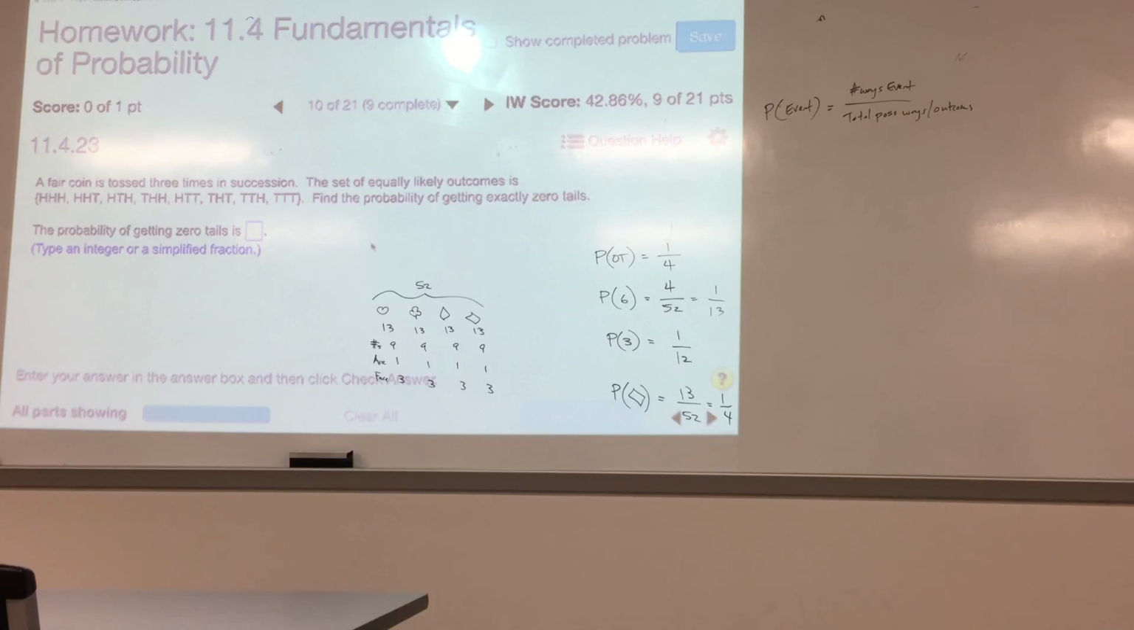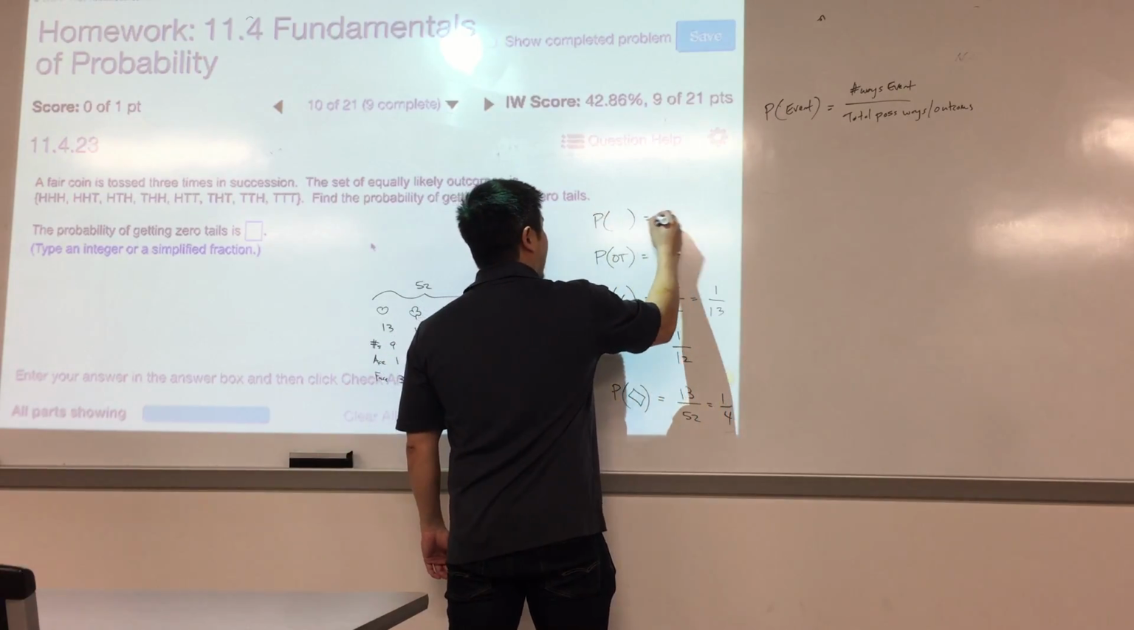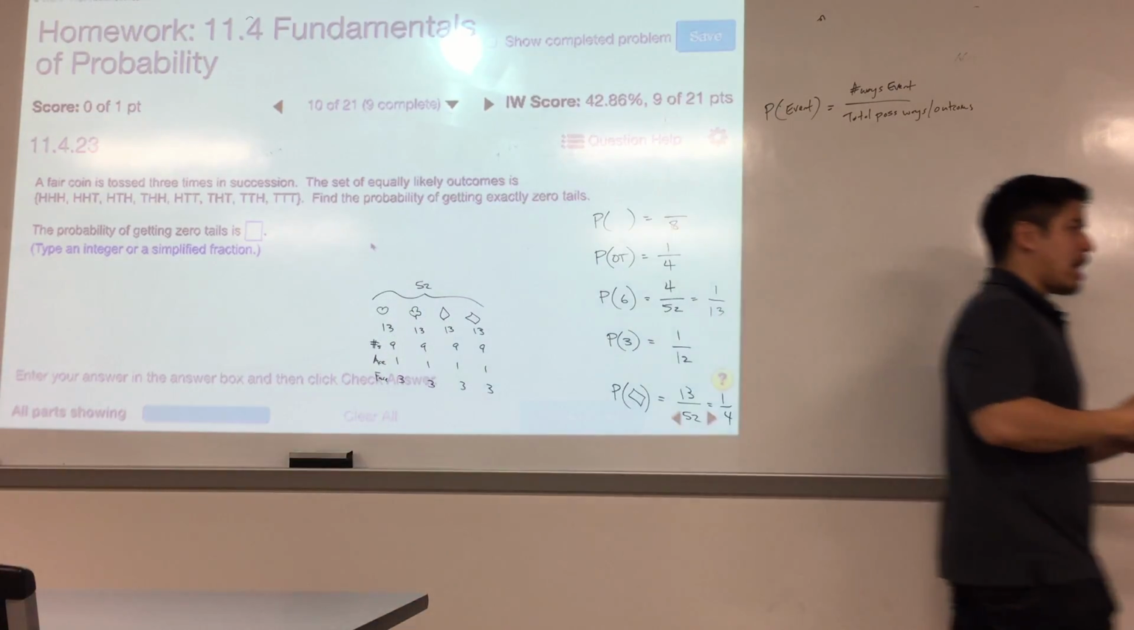All right, let's take a look at our next problem. A fair coin is tossed 3 times in a row. The set of equally likely outcomes is you could get all heads, 2 heads and 1 tail, heads, tails, heads, and so on. As you can see, the order matters, right? Because if you're flipping it 3 times, it's not just saying you get 2 tails in there. The order in which it happens makes a difference. How many possible outcomes do we have here? 8, right? So this is a problem where we have 8 possible outcomes.